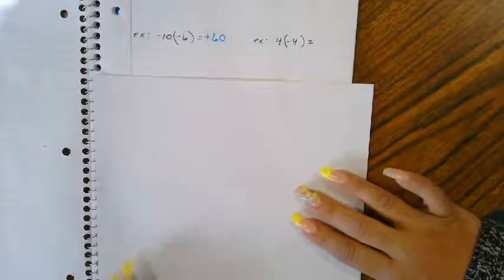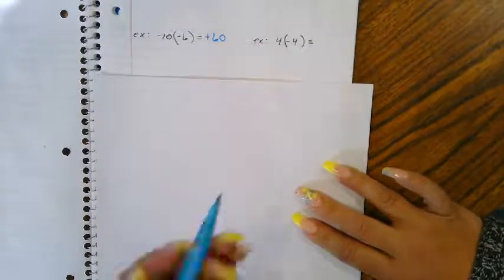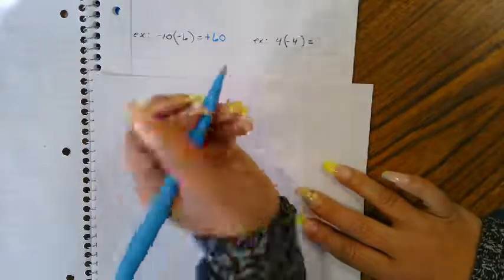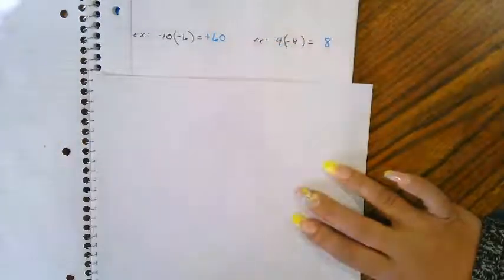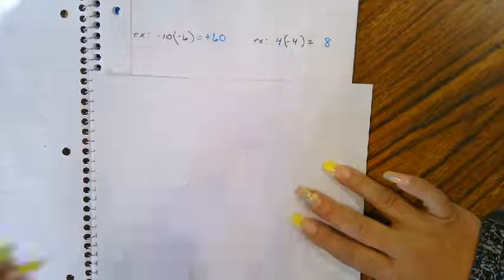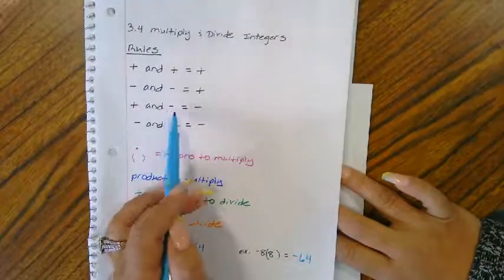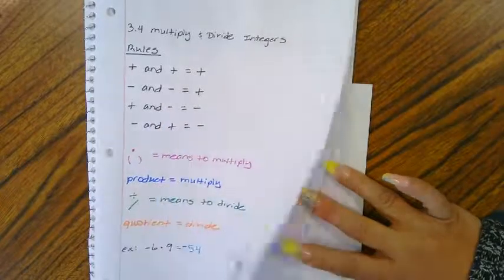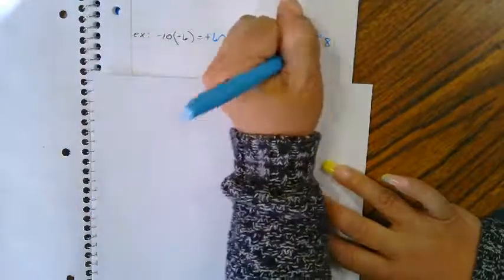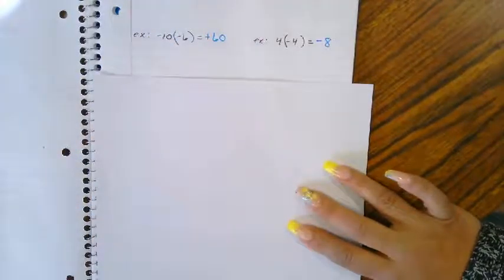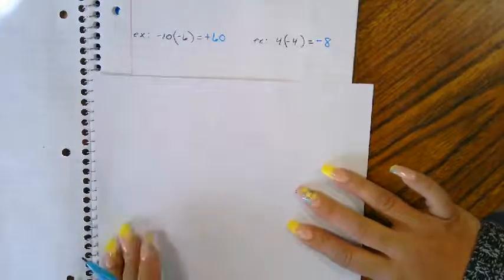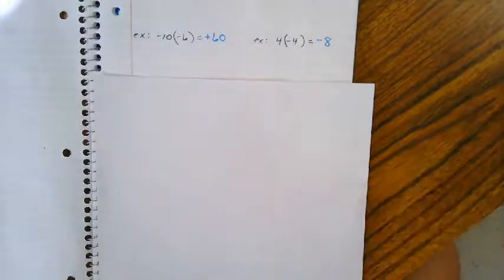All right, let's look at 4 times negative 4. First, I want you to do 4 times 4, which gives us 8. And then we have a positive times a negative. So let's look over here. A positive times a negative gives us a negative. So we know that our answer has to be a negative. Okay, go ahead and pause it if you need to. We're going to go ahead and move on to some more examples.